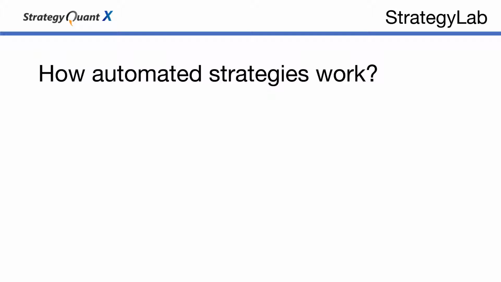Let's start with the first topic and discuss how automated trading strategies work. In principle, it's very easy. Generally, it starts with having a trading idea, and you need to transfer that idea into a strategy that can be automated for trading.